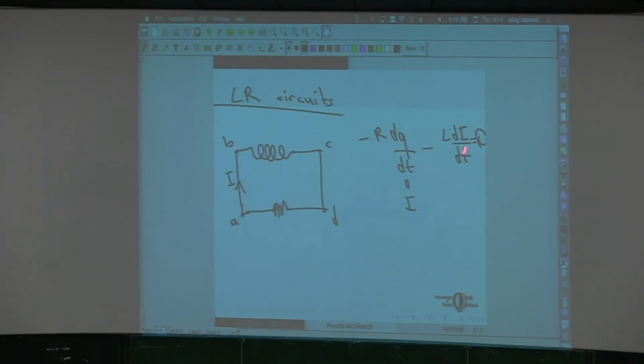So if di by dt is positive, as my positive charges move from B to C in the direction of the current, the inductor should be working against them. So this term should be negative in that case. And you see, if di by dt is positive, this whole term should be negative, so I should have this minus sign. It's the same sign whether di by dt is positive or negative.